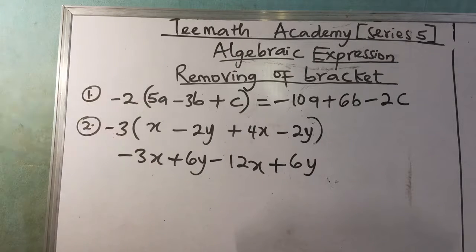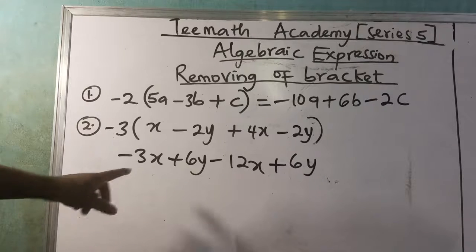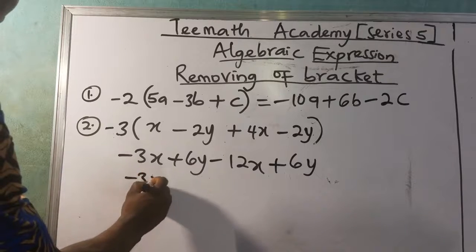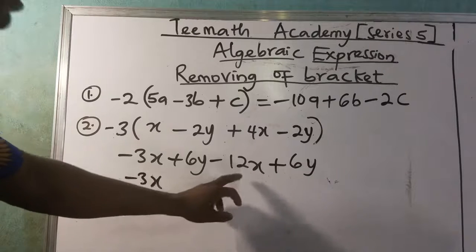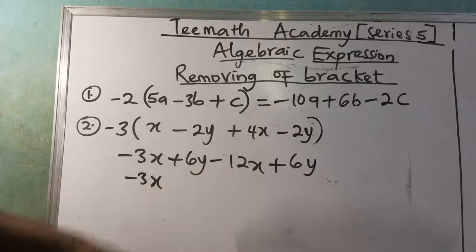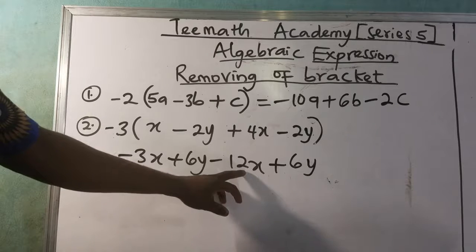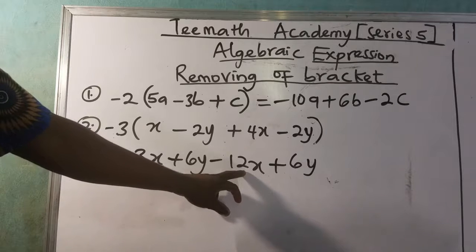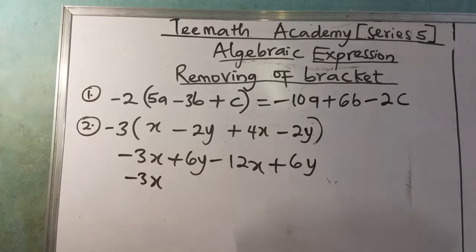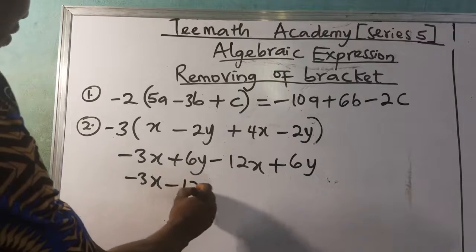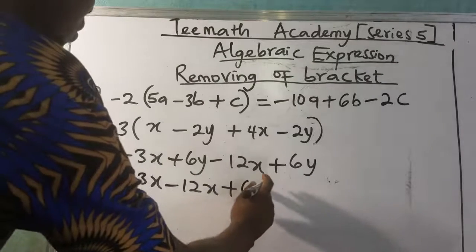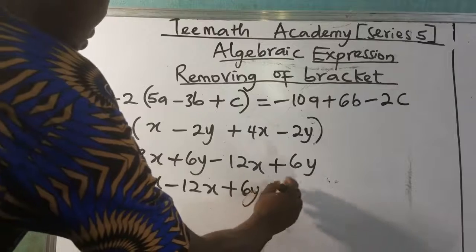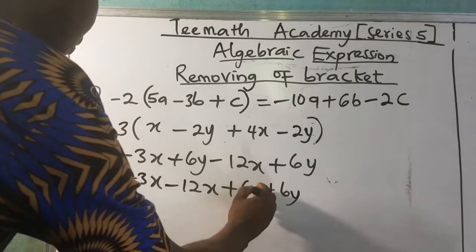So bring them together and write the sign the number is having. So here this is minus 3x, that will be minus 3x. The other x is this. It's not 12x. Don't say plus. This 12x has what sign? Minus. We have learned how to detect the sign a number is having. You can go to series 3 to check that. So we have minus 12x. Then this one is plus 6y. This one is also plus 6y.